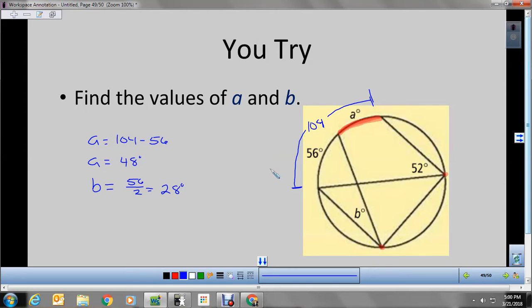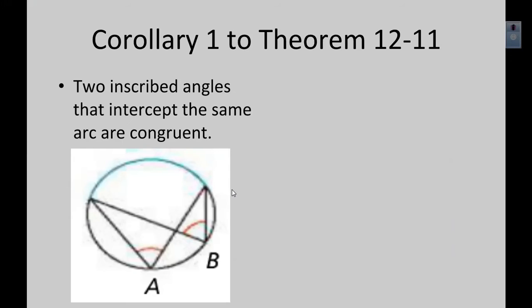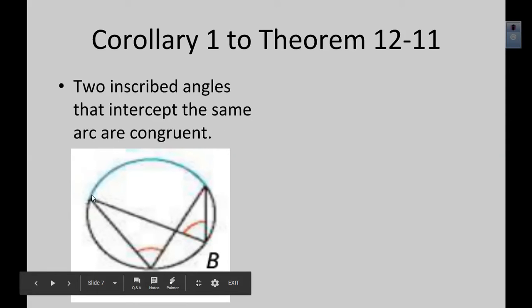Let's go to the next one now. Now we have corollaries. Corollaries are just an addition to our theorem. So these are all going to apply to our inscribed angle theorem, but in this one we already kind of talked about. It says that if two inscribed angles intercept the same arc, they are congruent. So these two angles here open up to the blue arc here, so therefore they would be congruent.